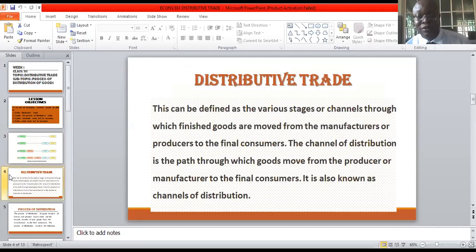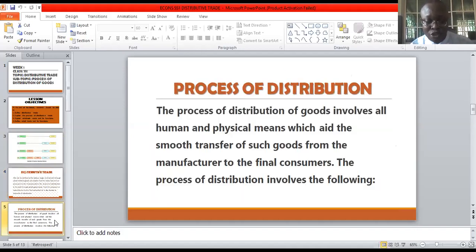Then the distributive trade definition is the various stages through which finished goods are moved from the manufacturer to the final consumer. There is a path in which goods need to be moved from the producer or manufacturer, through the wholesaler, to the final consumer. Another name for this topic is channels of distribution. Then the next subtopic we have is process of distribution.